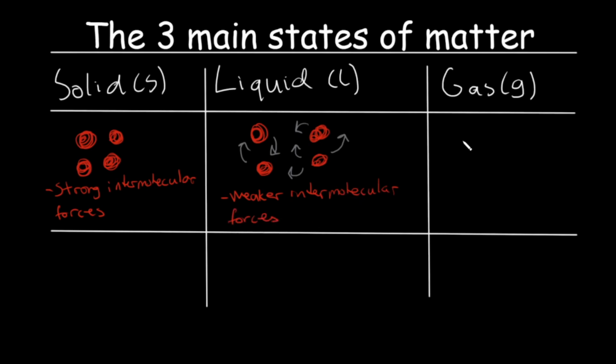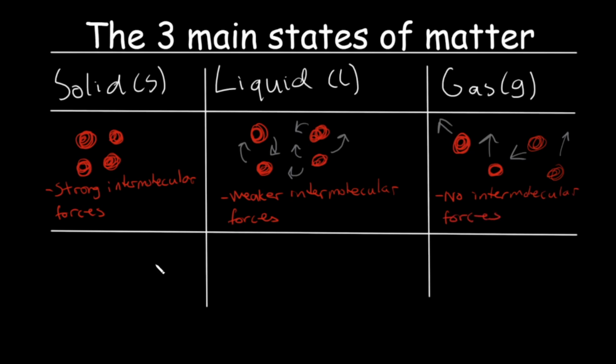In a gas, the particles are very separated, and they move in something called Brownian motion, which is just random motion. And in a gas, we say that there are no intermolecular forces.